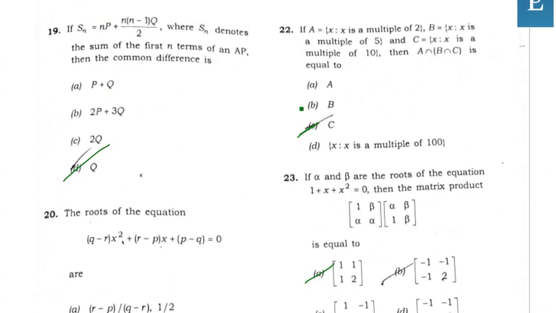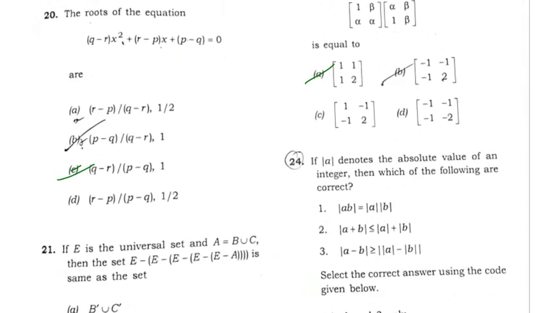If Sn equal to np plus n into n minus 1 q upon 2, where Sn denotes the sum of the first n terms of an arithmetic progression, then the common difference is, so it will be q. Okay, the roots of the equation q minus r x square plus r minus p into x plus p minus q equal to 0. Solve this simple question of the form x square plus bx plus c, you will get the answer q minus r upon p minus q, and 1.